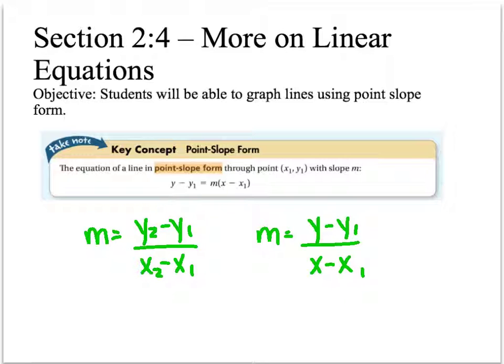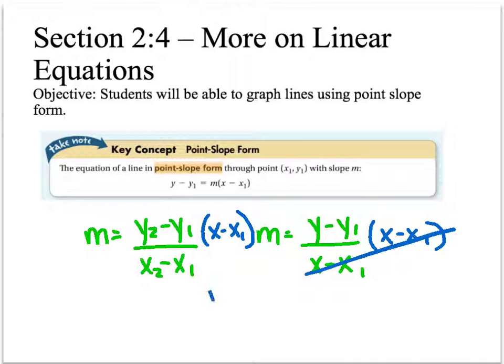Now you guys know that if you're solving and you want to get something out of the denominator, a denominator indicates division. So to undo division, you have to multiply. So if I multiplied both sides by x minus x1, I would get rid of that denominator. These would cancel, and I would have m times x minus x1 equals y minus y1. So all I did was I took my slope formula, I put in a general case of x and y, and then I rearranged my numbers so it looks a little bit different.